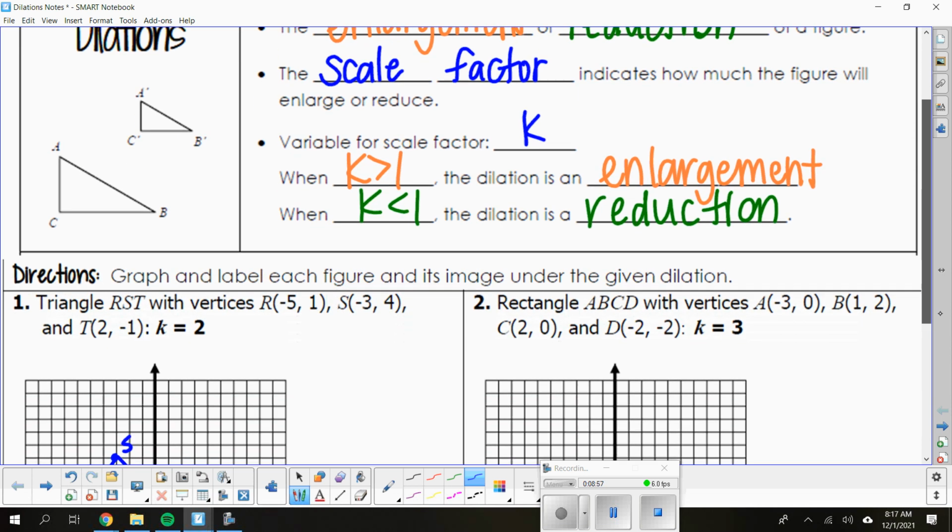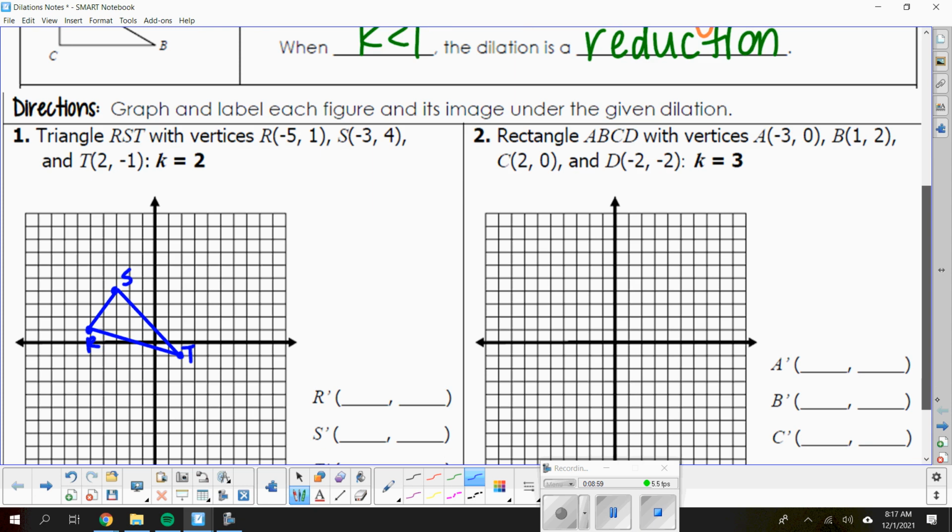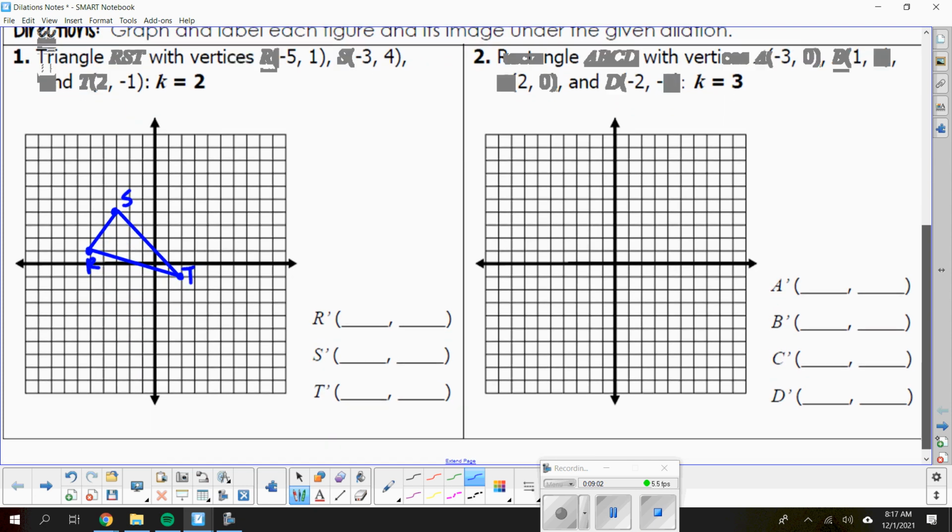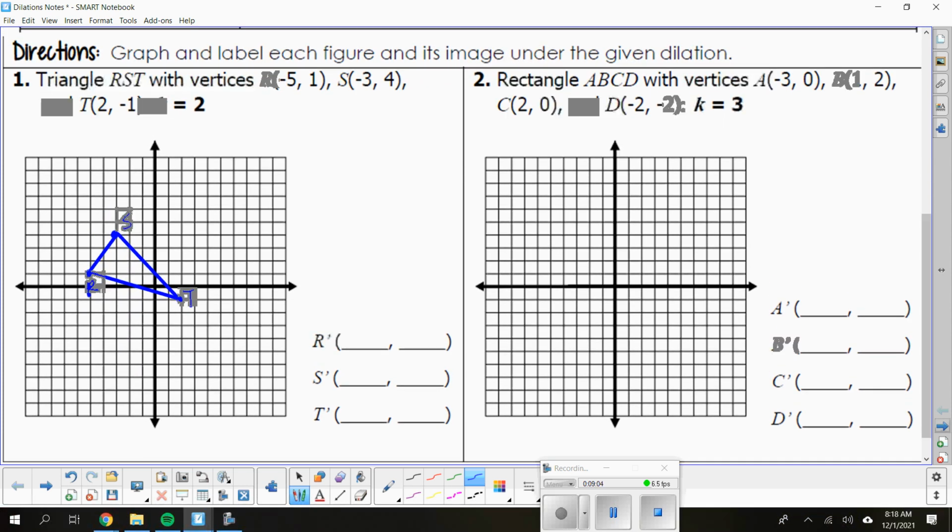The first one we're going to look at is number 1. We need to multiply all of our stuff. This is the scale factor, so we're getting bigger or smaller, so we multiply everything by the number 2. Since 2 is greater than 1, it's going to be an enlargement. I'm just going to take all my coordinates and multiply by 2.